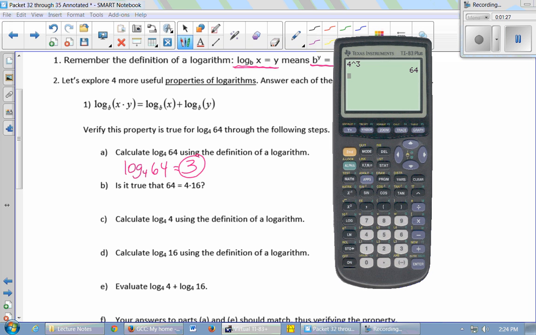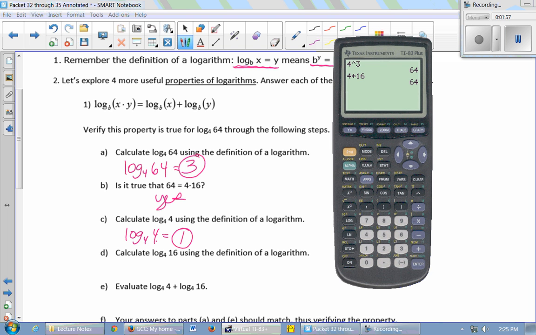Is it true that 64 equals 4 times 16? Yes. Okay. So I want to calculate log base 4 of 4 using the definition of a logarithm. So 4 is my base, right? To what power gives me 4? Well, that would be the first power. Log base 4 of 4 is 1. Write that out. Log base 4 of 4 equals 1.